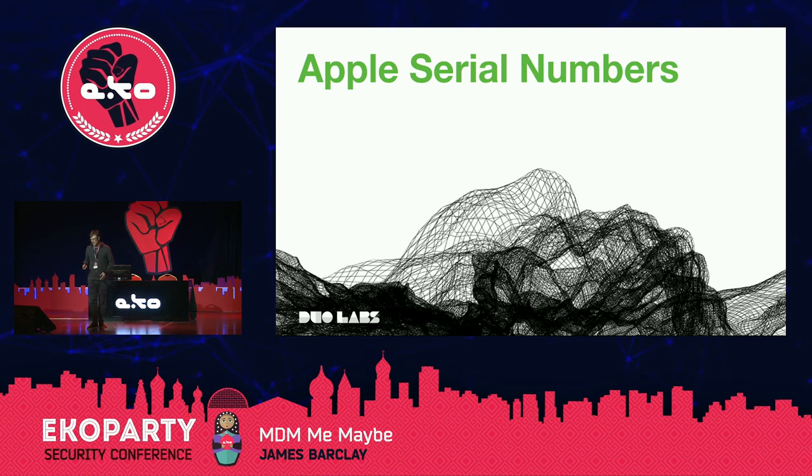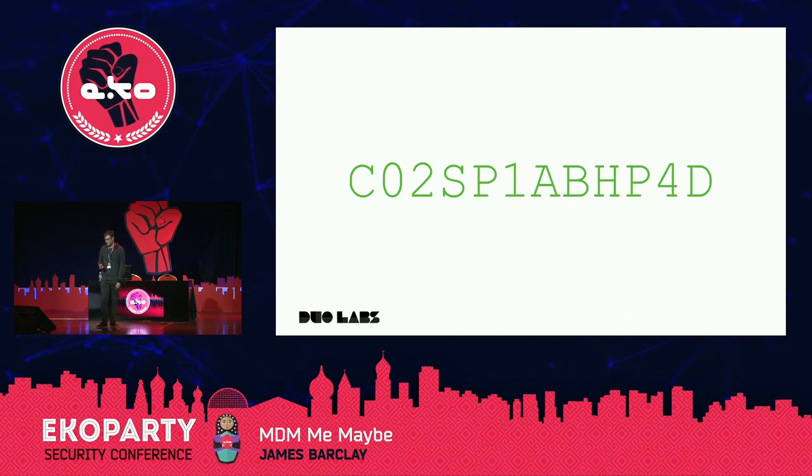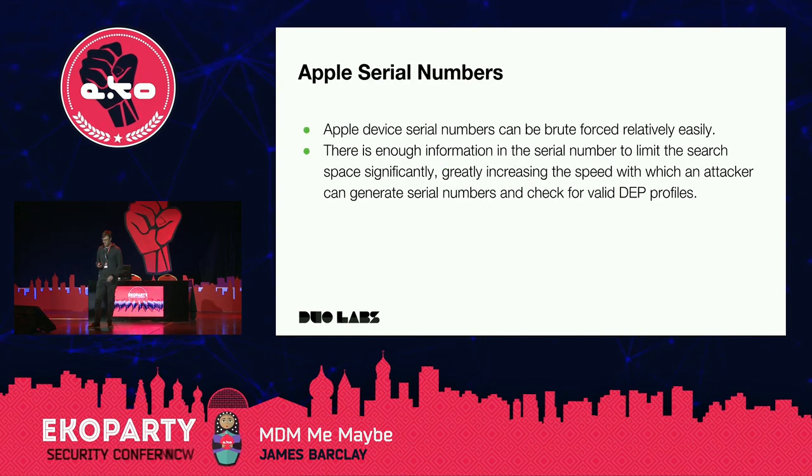Next I'm going to talk about Apple serial numbers because we think it's important to understand how easily these can be brute forced. This is an example of an Apple serial number. It's just a string of letters and numbers. But through this research, we were able to demonstrate how easily Apple device serial numbers can be brute forced. There's actually enough information in the serial number to limit the search space pretty significantly, which would increase the speed with which an attacker could generate serial numbers and then check the DEP API for the activation records in bulk.